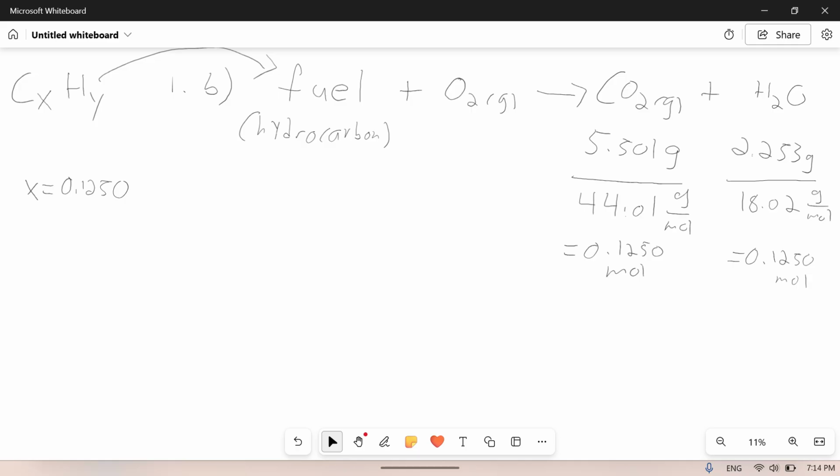So look at H2O. There are 2 hydrogen atoms in the H2O molecule. But none of those came from O2. All of those must have come from our fuel. Our fuel is a hydrocarbon that contains hydrogen. So all of the hydrogen atoms in H2O must have come from our fuel. But here's the thing.